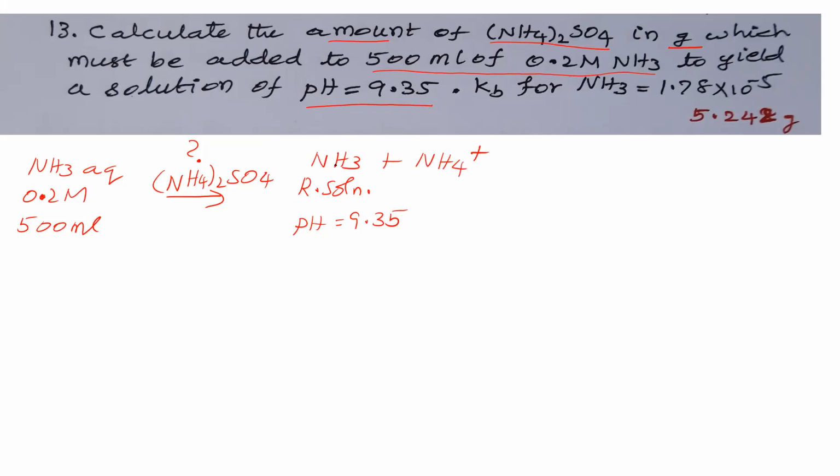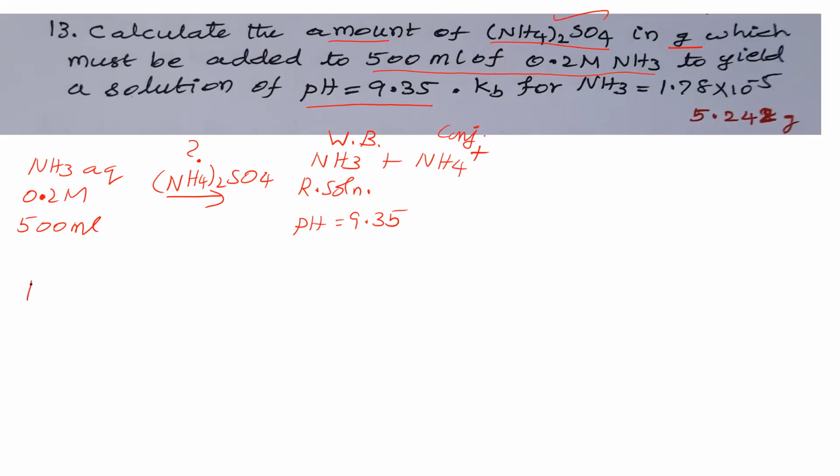Ammonia is a weak base. Its conjugate is the ammonium ion. Its salt of a strong acid is ammonium sulfate. Therefore, a weak base is there and its salt of a strong acid is there, so we can say this is called a basic buffer solution. For a basic buffer solution, we can use the Henderson equation.